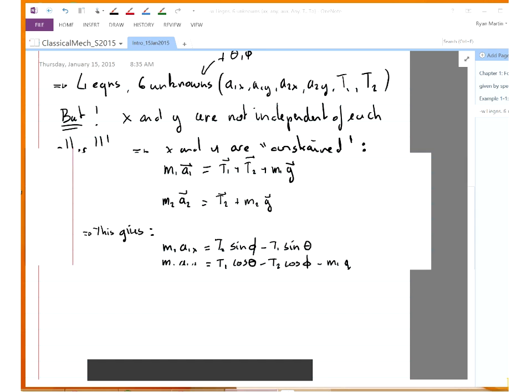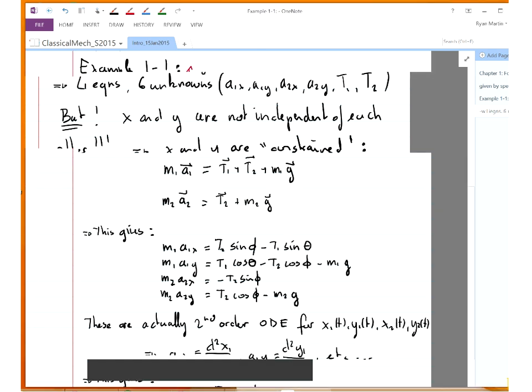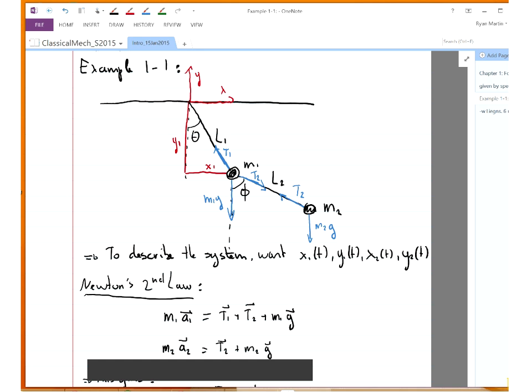Let's go back and look at the system. So I said initially that we want to specify a system. We need to say what is x1, y1, x2, y2. So we specify those 4 numbers, tells us the current state of the system. So now I've already argued that x and y aren't actually independent. So if I know x1, I can figure out y1. If I know x2, I can figure out y2. That means I really only need 2 things to specify the state of the system. I could specify x1 and x2, or maybe it's more natural to just specify theta and phi.